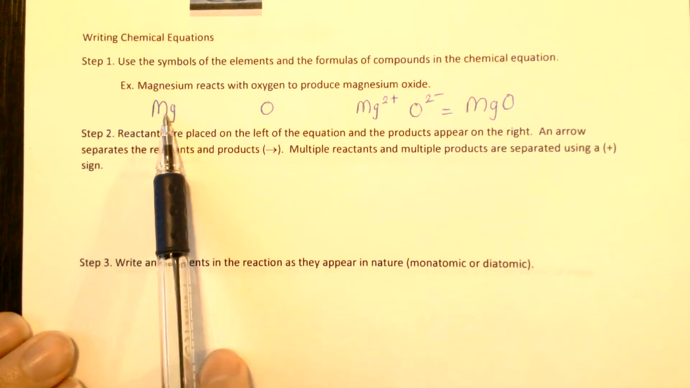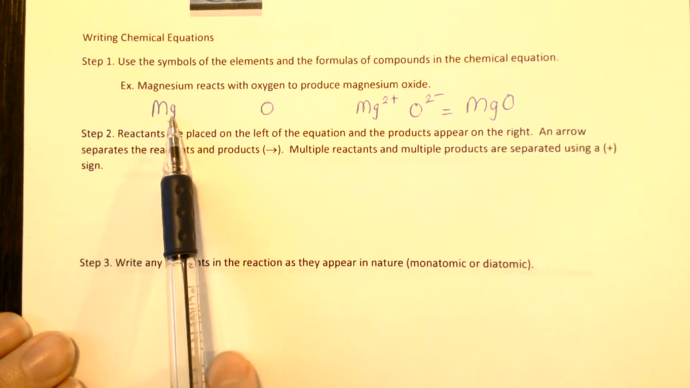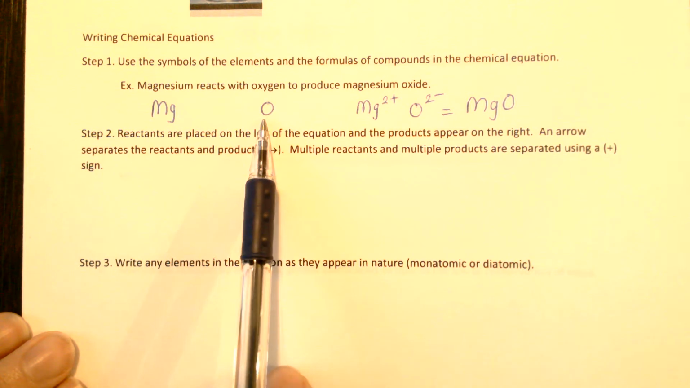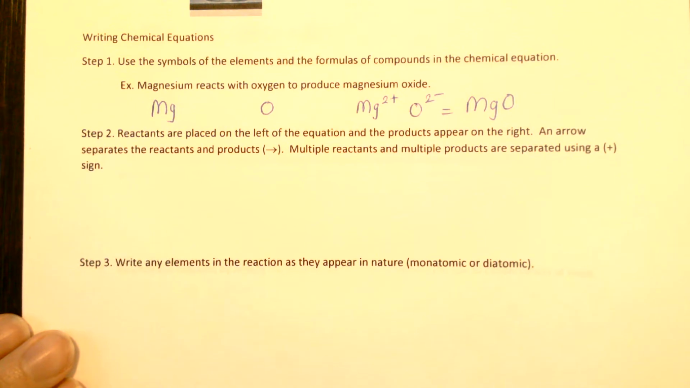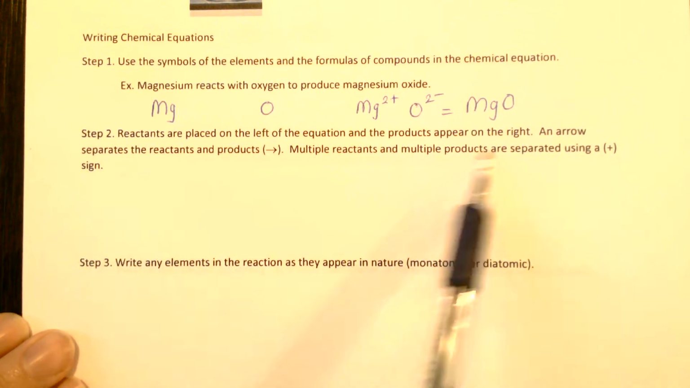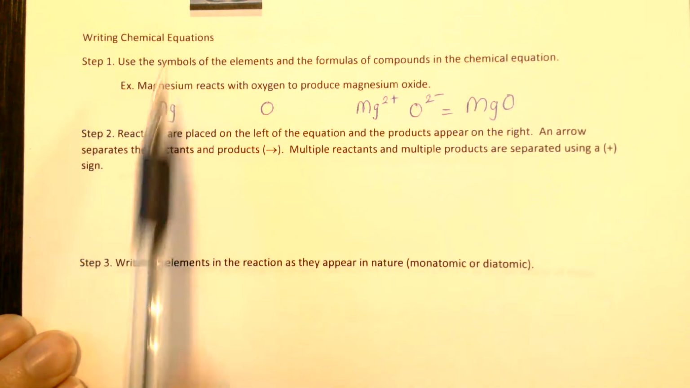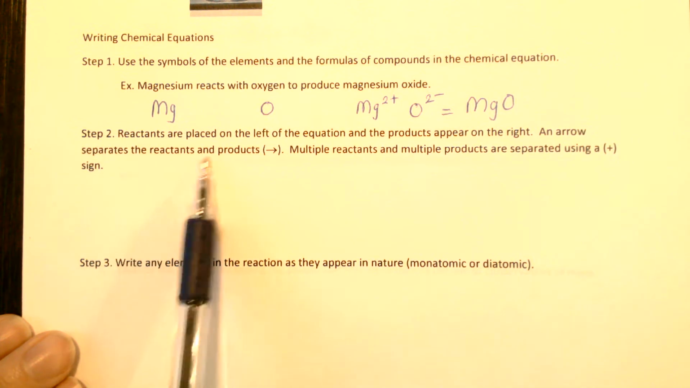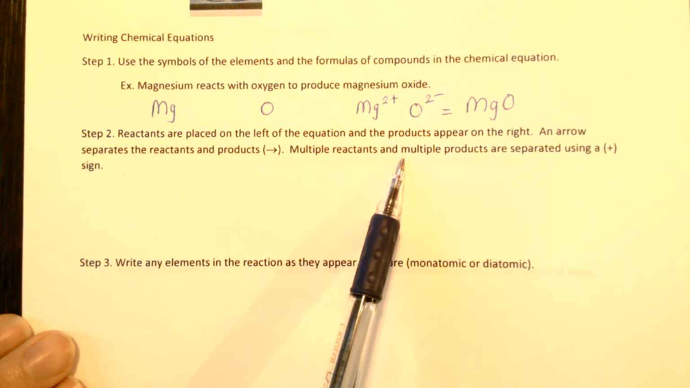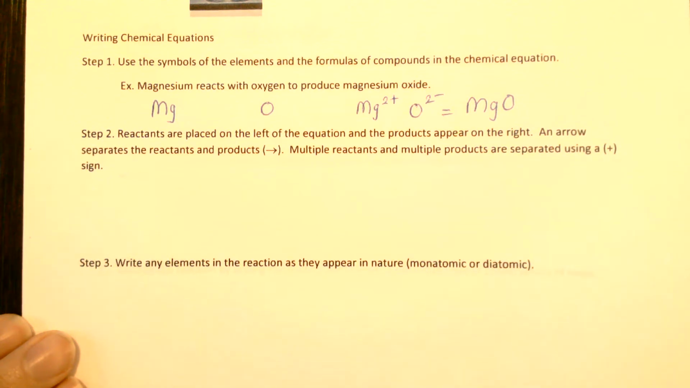So I have magnesium that I could just look up on the periodic table. Oxygen, again, the symbol from the periodic table. This compound I had to make, we get MgO. Okay, so now we're going to start setting it up into an equation. Reactants are on the left, products are on the right. Use an arrow to separate them. Multiple reactants and multiple products are separated using a plus sign.